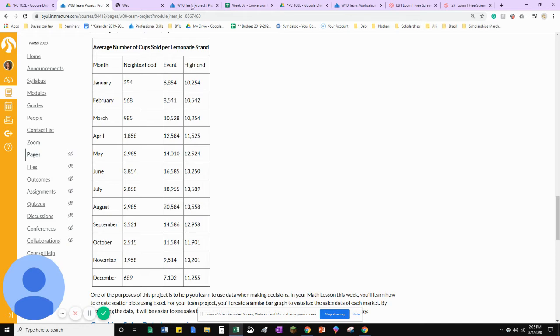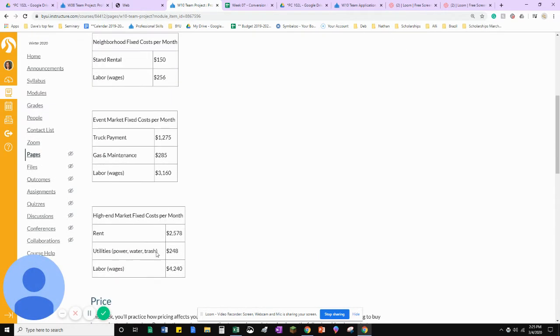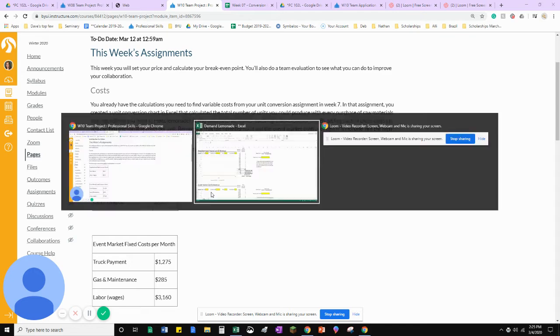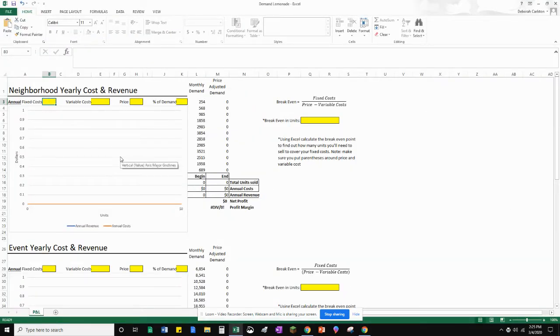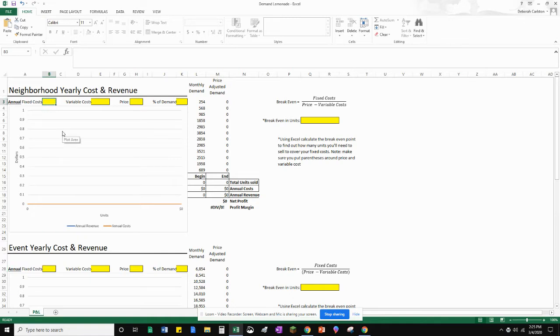So if you're in week 10, the team project lesson, it will show you the fixed cost per month for each market. So for example, for the neighborhood cost per month, it's $150 plus $256 or $406 a month of fixed costs. I would not put 406 right here. Instead, I would times 406 by 12 because 406 is my monthly cost and I want the annual cost. So make sure whatever market you're doing that you times your monthly costs by 12.